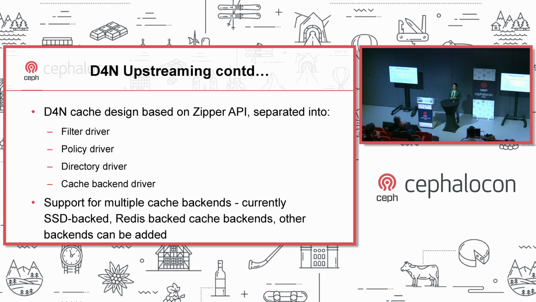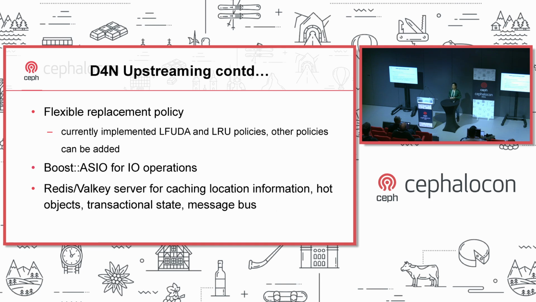So the cache backend driver serves as an abstraction for multiple kinds of cache backends that we can have in the system. Currently, we provide an SSD-backed cache backend and a Redis-based cache backend. We can also provide implementation for many other cache backends and plug into the D4N project and experiment with them. Similarly, we have a very flexible cache replacement policy. We have support for LRU and LFUDA cache replacement policy at present, but again, we can implement other policies also and experiment with them.